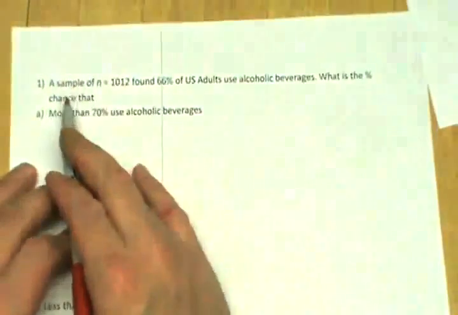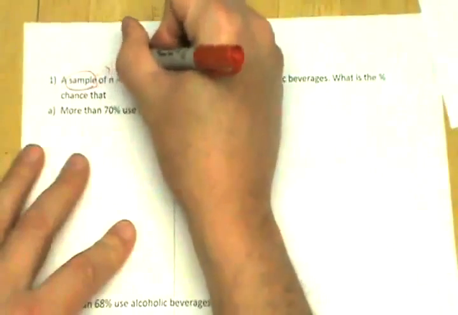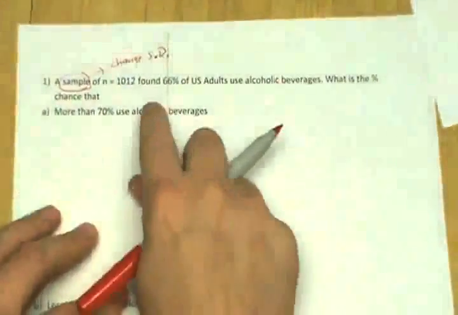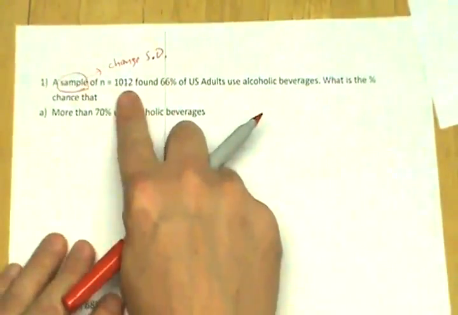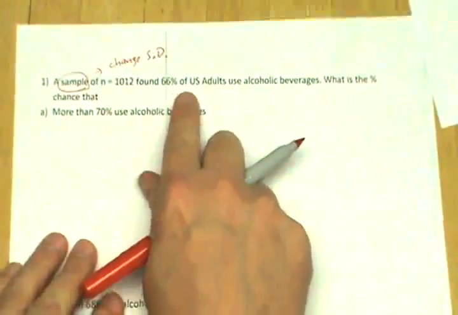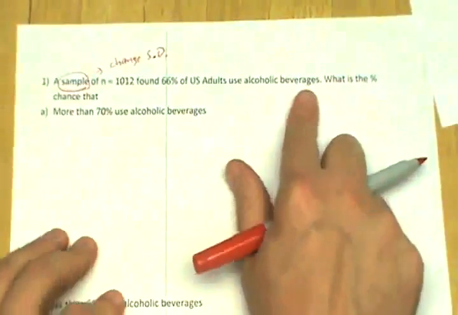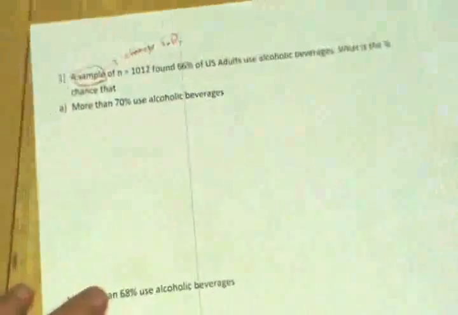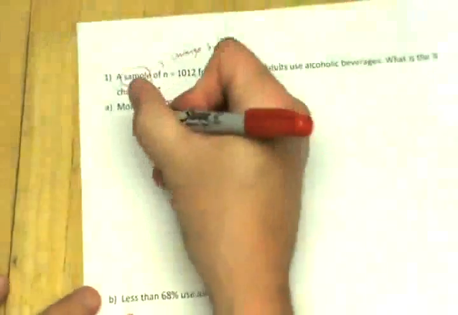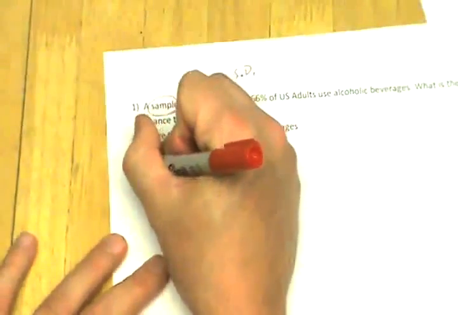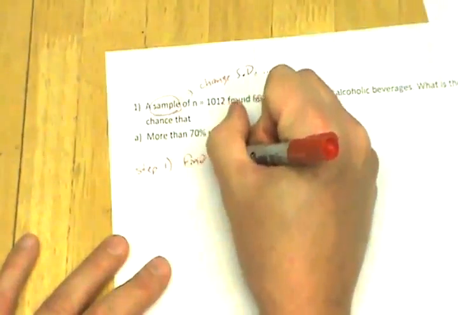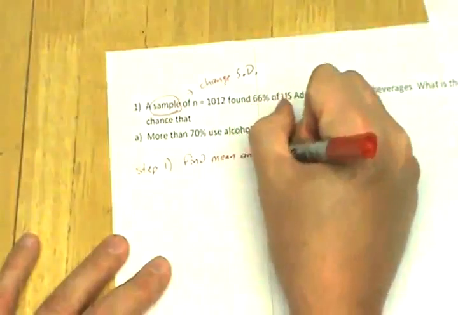So here we go. A sample. Now we circle the word sample, and that means we have to change the standard deviation. Okay. For 1,012 people found, 66% of U.S. adults use alcoholic beverages. All right, so what's the percentage that it could be different than 66%? What's the chance it could be more than 70%? Well, we're going to use the same steps that we did just a second ago. So step one, find the mean and standard deviation.